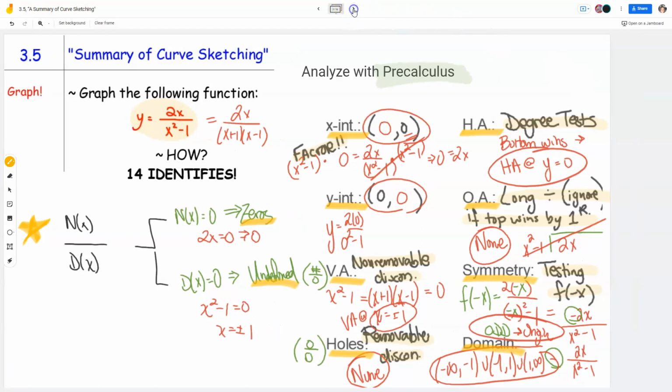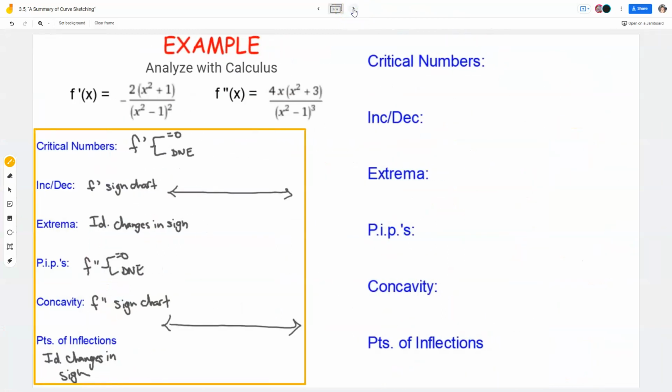What's it time for? Whew, the calculus stuff. What's it time for? The calculus stuff.